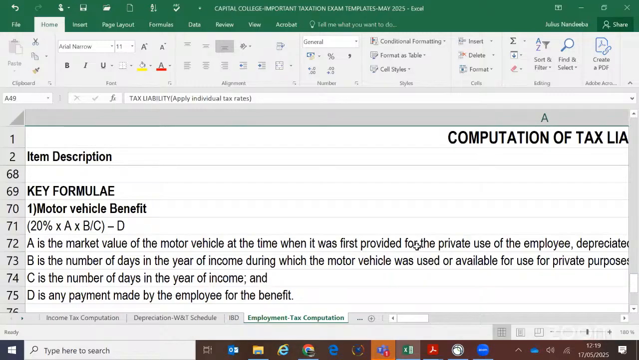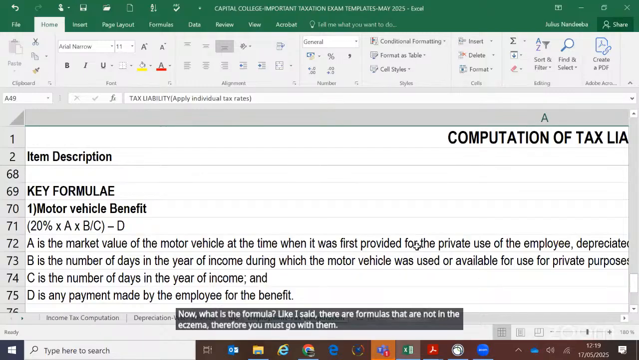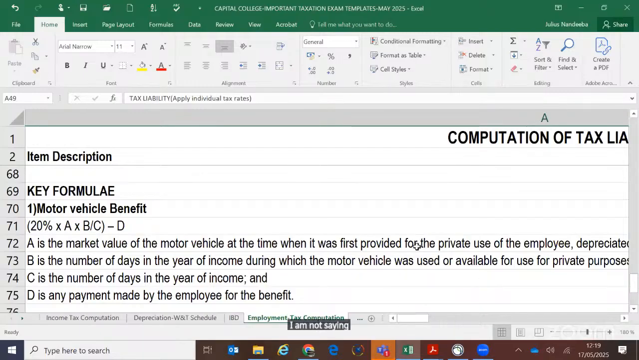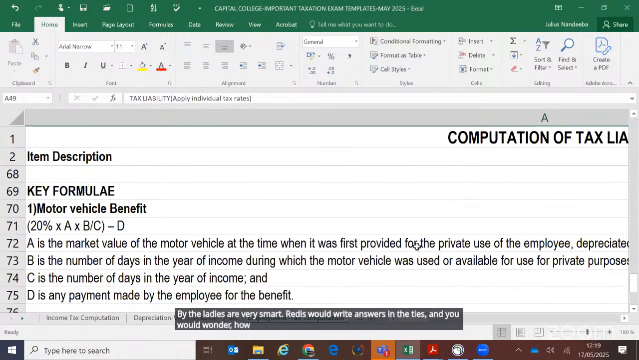Now, what is the formula? Like I said, there are formulas that are not in the exam, and therefore you must go with them. I am not saying write them on your thighs. I am saying go with them in your head. Because if you write anything, by the way, ladies are very smart. They used to say ladies would write answers on the thighs, and you would wonder, how then does she turn to actually look into the side to actually see it?